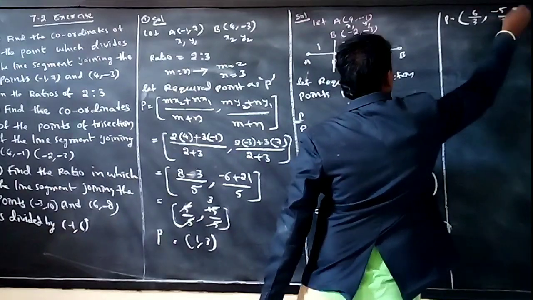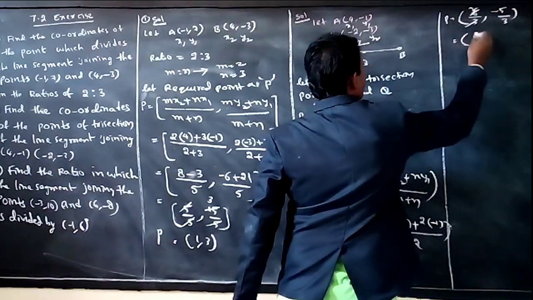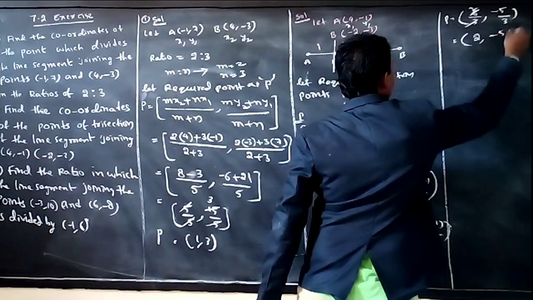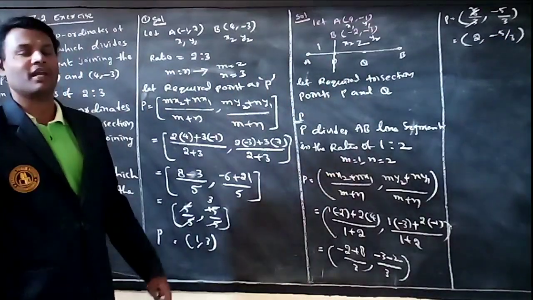So finally, 3 ones are 3, 3 twos are 6. So what is the answer? 2 comma minus 5 by 3.